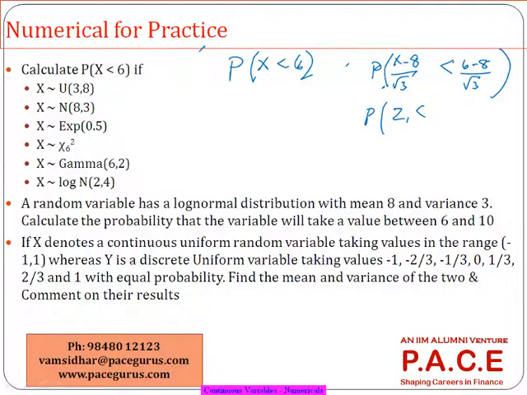So if at all something is given that it is a normal distribution and he is asking us to find out the probability of something occurring, we will do this kind of a process.